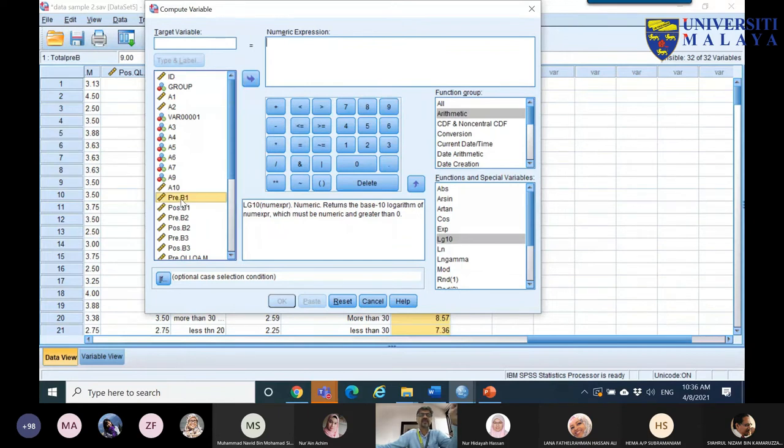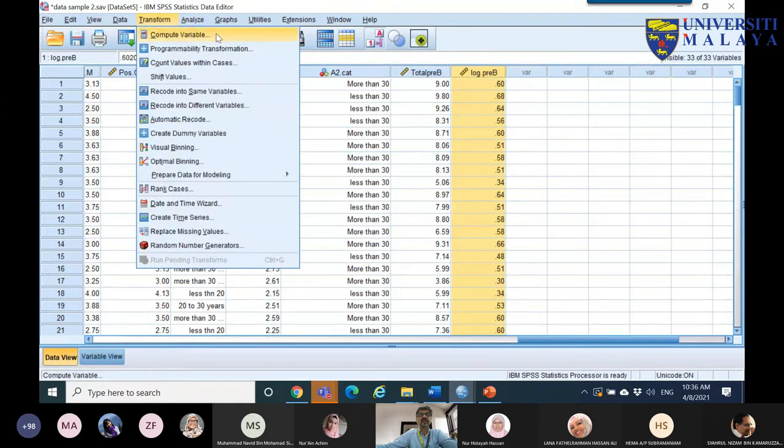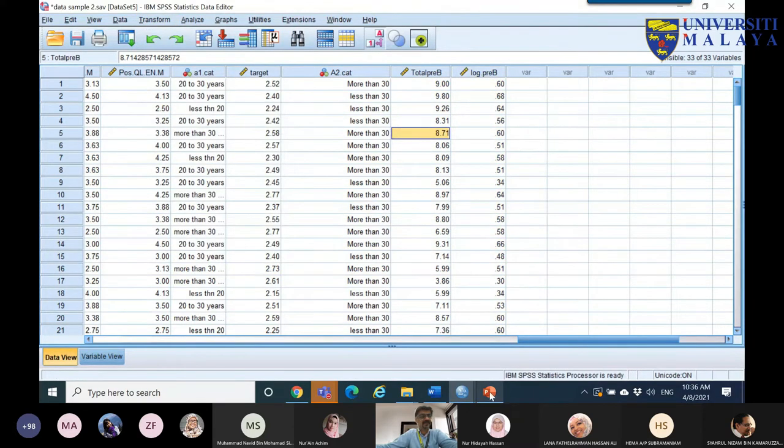Suppose that I want to compute the log of this pre-B. So I just name it log dot pre-B. Then under arithmetic, I use log 10 and put it in the numeric expression box, then select this variable and send it there. If I click OK, at the end of my data, I have the log, right? So sometimes we need to compute new variables or an index, and that option will help you do it automatically rather than manually in Excel. I saw some of the students do all the calculation in other software like Excel, and then input this data here. You don't need that. We just use SPSS for data management. Is it clear?